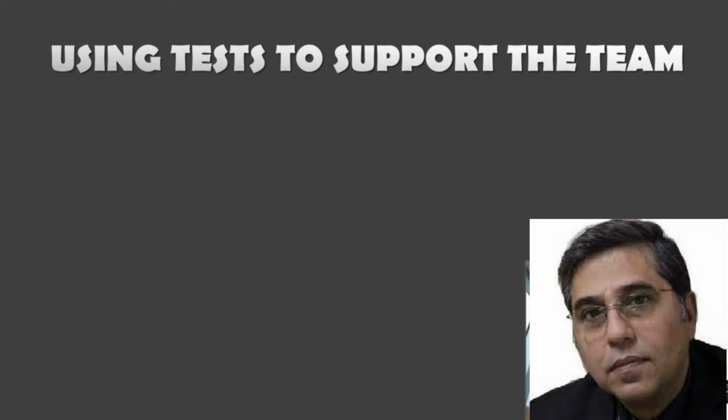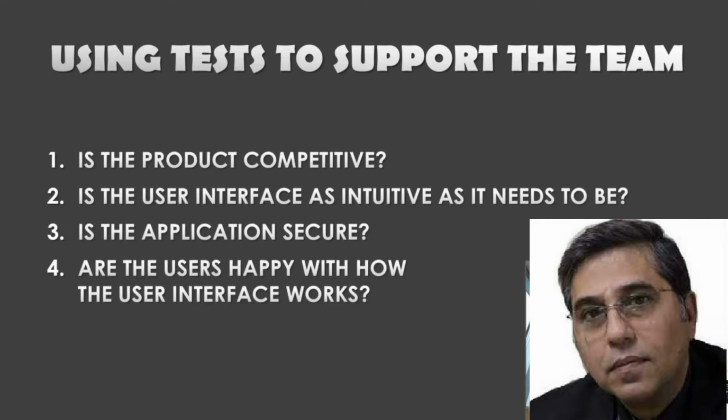The tests in quadrants 1 and 2 are written to help the team deliver the business value required by the customers. They verify that the business logic and the user interface behave according to the examples provided by the customers. There are other aspects to software quality, some of which the customers don't think about without help from the technical team. Is the product competitive? Is the user interface as intuitive as it needs to be? Is the application secure? Are the users happy with how the user interface works? We need different tests to answer these types of questions.